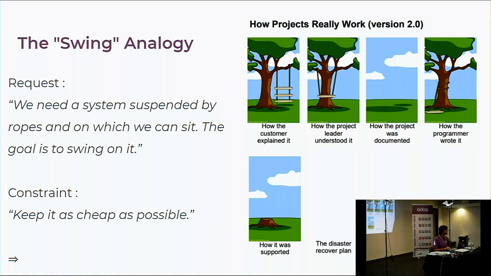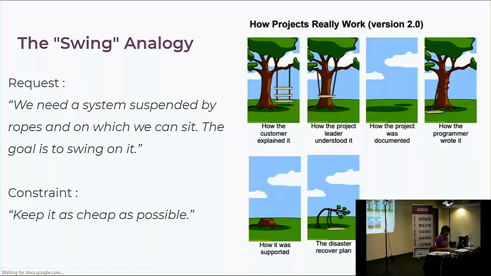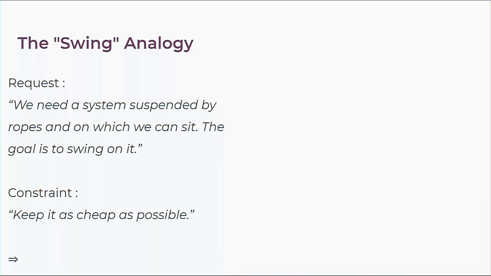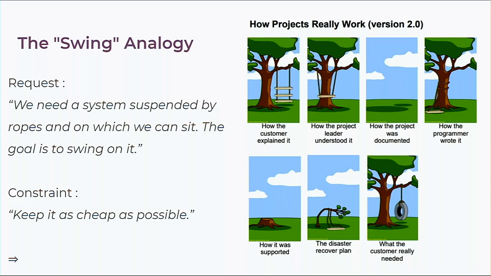So you put all your developers on a 48-hour sprint, and this is the disaster recovery plan they managed to put out, right? Because they couldn't do any better, and with the new briefing, that's what they could do. Of course, this is not at all what the customer needed. What the customer needed was just that, right? Because it's a system suspended by ropes, you can swing, and it's as cheap as possible, right? So note that it's different from what the customer had in mind, right? That's what he really needed.